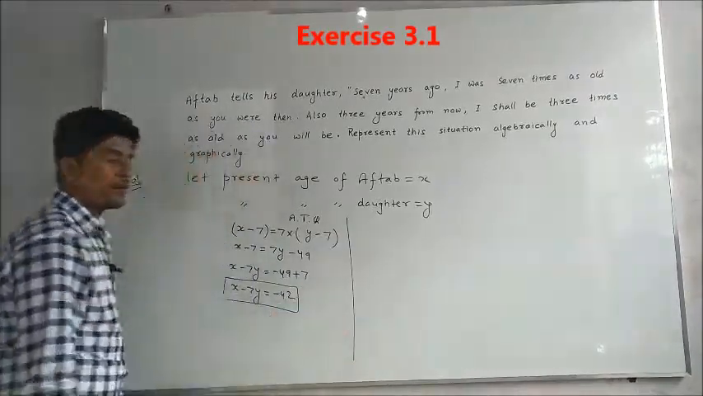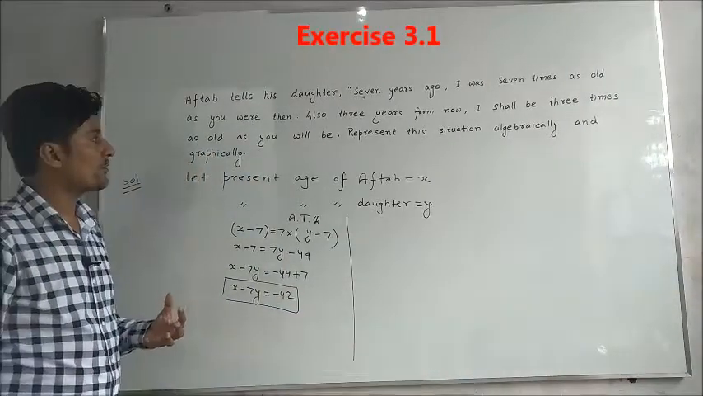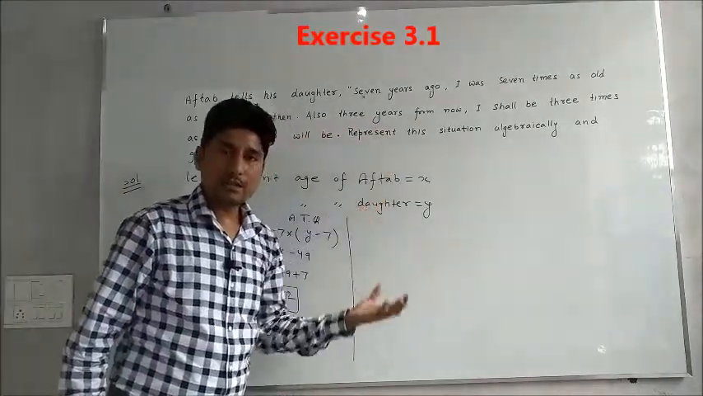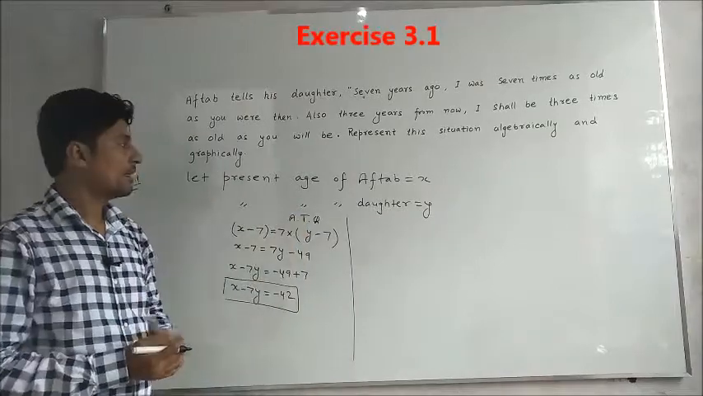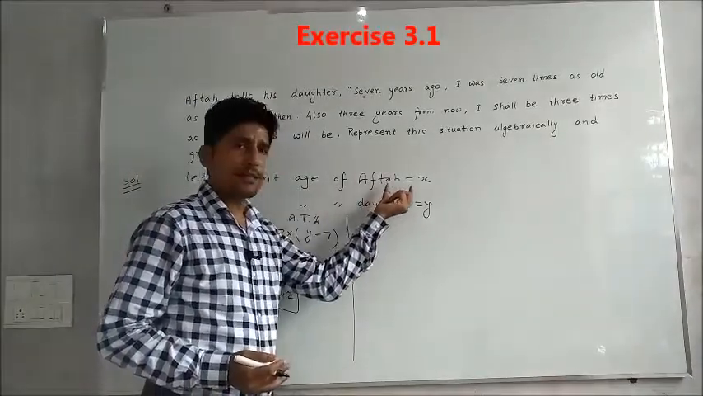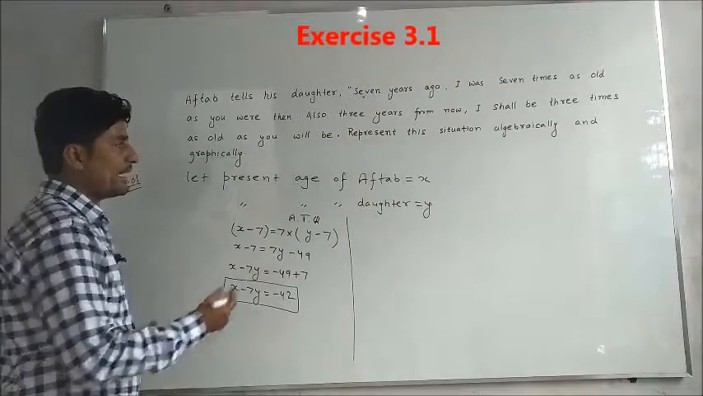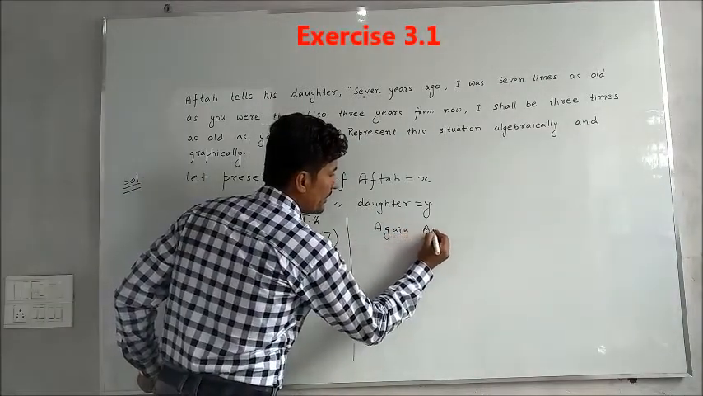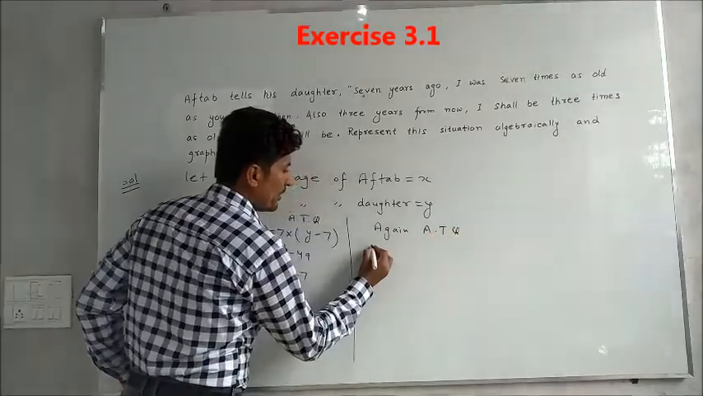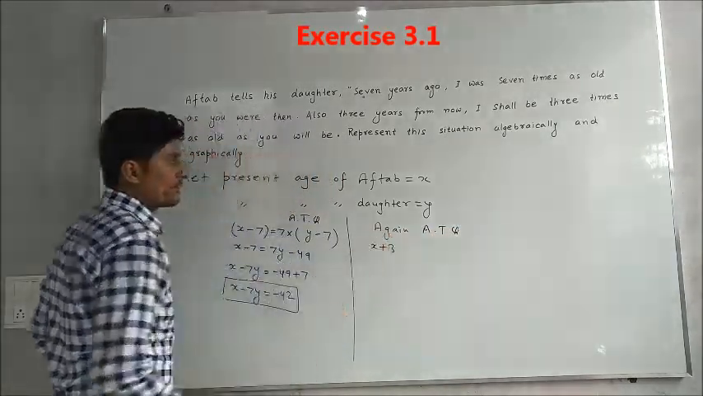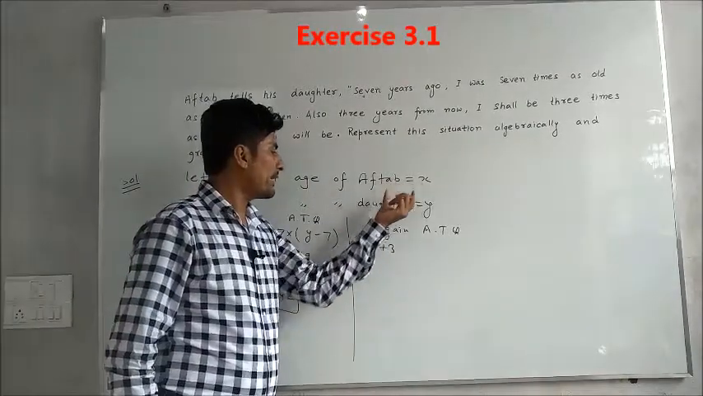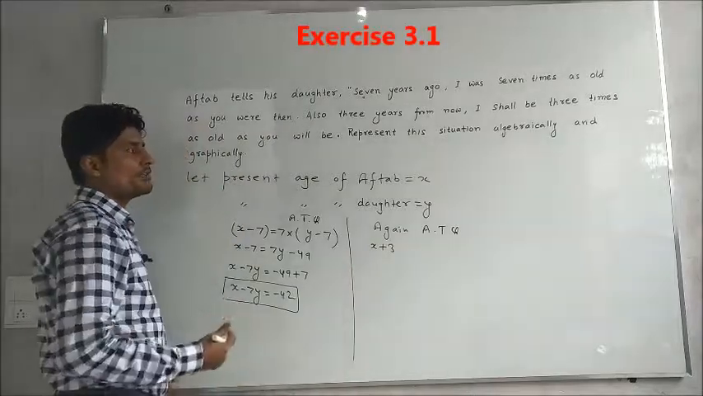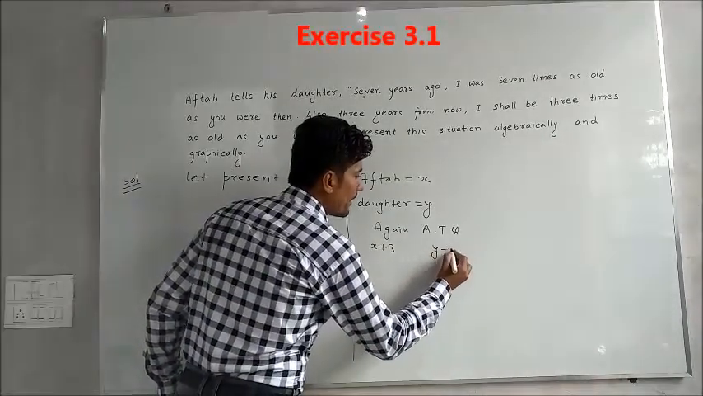Similarly, we can find out the second equation also. Now let us see the next line. Also, 3 years from now. 3 years from now means after 3 years. Since the present age of Aftab is X, so after 3 years the age of Aftab will be X plus 3. Similarly, age of daughter will be equal to Y plus 3.